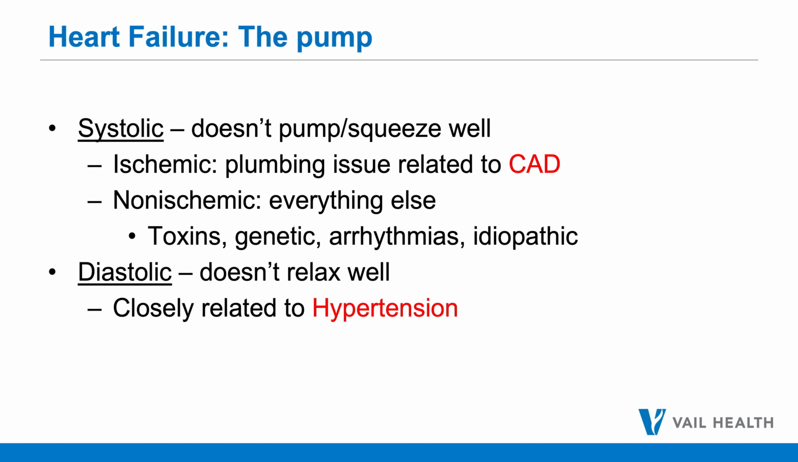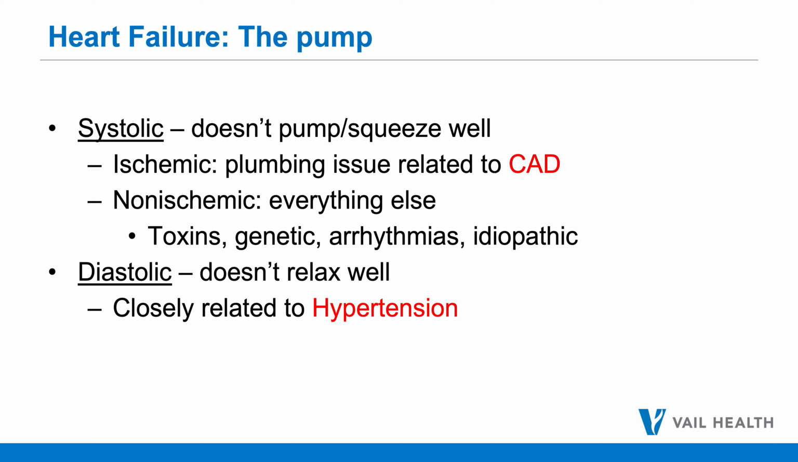Ischemic is the most common form. So this goes back to that slide about the high prevalence of coronary artery disease. Most heart failure is ischemic, meaning it's related to coronary artery disease. So it's a problem with the plumbing ultimately. But then there's a lot of non-ischemic. And so this is like everything else. Things that can cause your heart muscle to be weak.